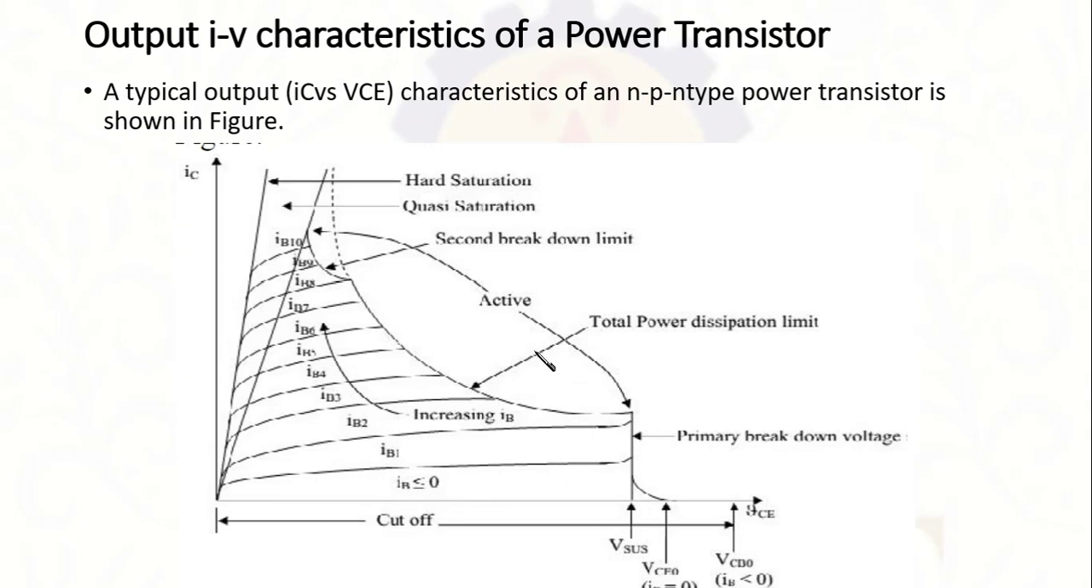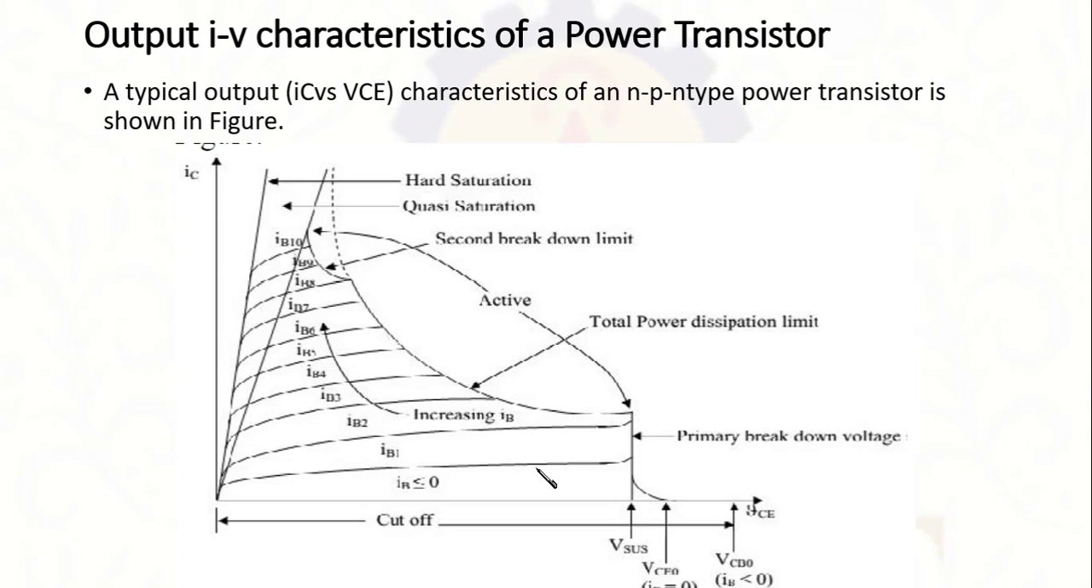Okay, now the active region. In the active region, beta is the ratio of collector current to the base current, that is beta is equal to IC by IB. It remains almost constant. It is the current amplification factor or current gain. It is almost constant up to certain values. After that, it falls rapidly.